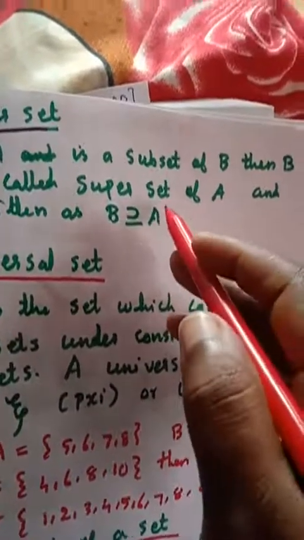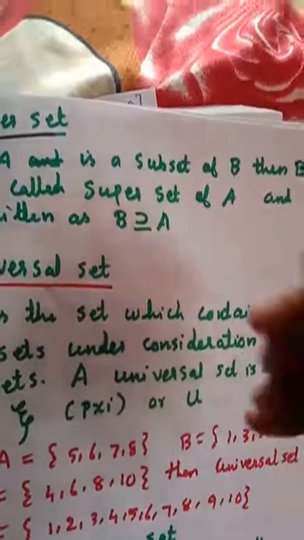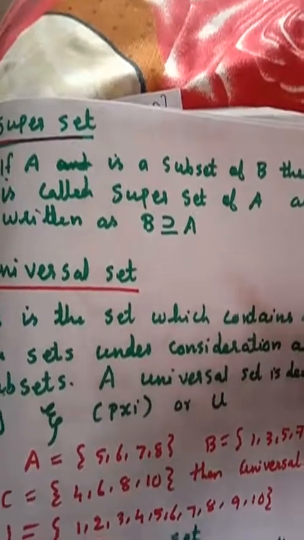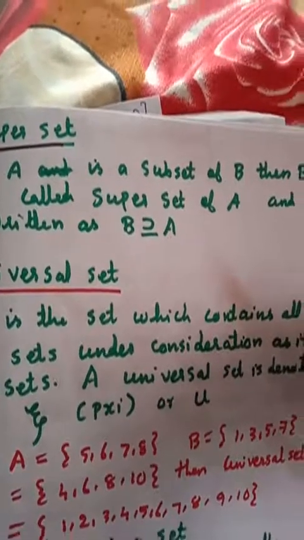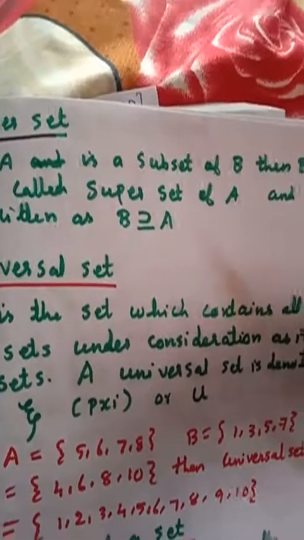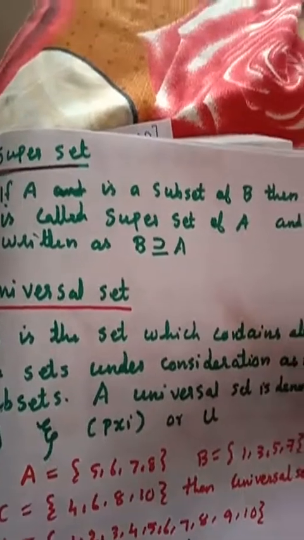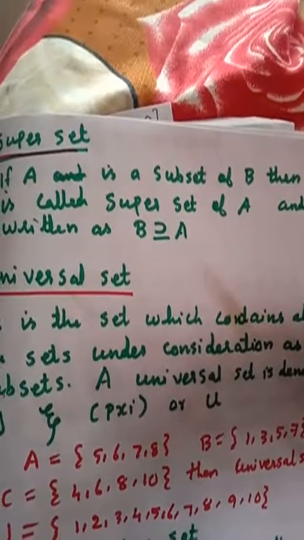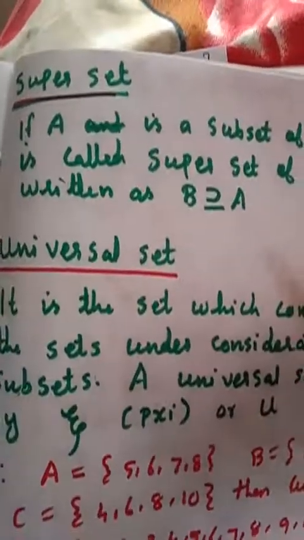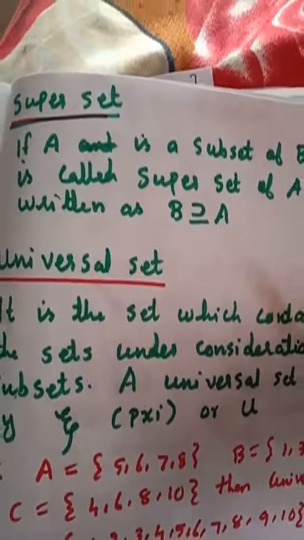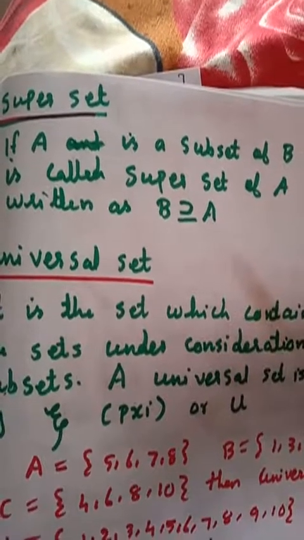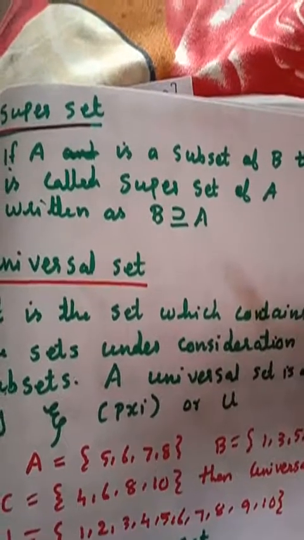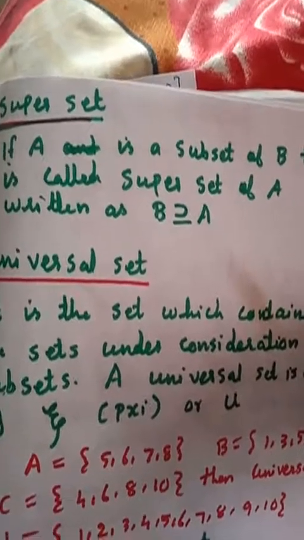Subset has just the opposite notation. This is superset. B superset of A means if A is a subset of B, then we can write B is a superset of A, meaning B contains all the elements present in A. That's why we are calling it superset. Okay. If all the elements of A are in B, then A is called a subset of B. A is a subset of B, then B is called superset of A.